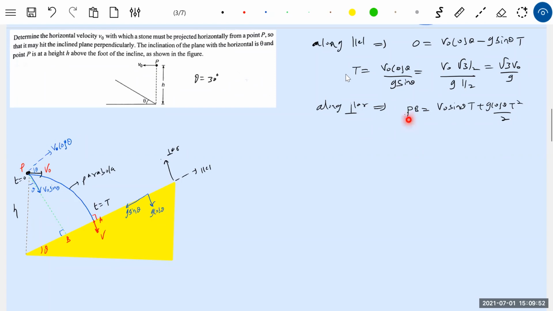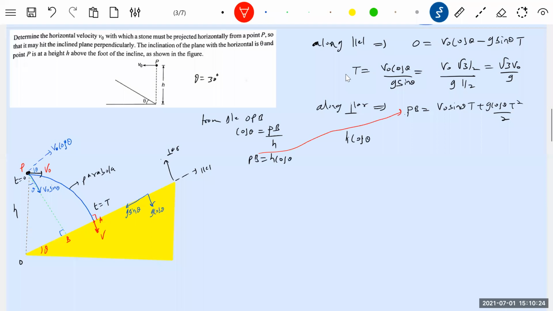But we don't know PB, unnecessarily we brought it. Okay, let me take help of this triangle. Cos theta equals PB by H, so PB equals H cos theta, from triangle OPB. So PB equals H cos theta. Substituting this here, H cos theta equals v naught sin theta plus t.